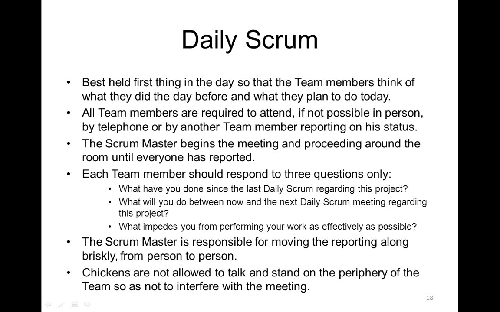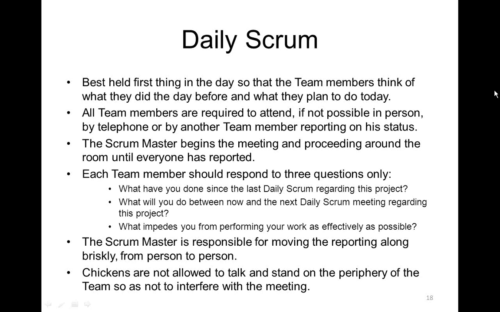In this stand-up, chickens can participate. That means any other person from outside the team can also participate and attend, but they cannot comment. They cannot interfere in the meeting. They cannot give direction. They cannot make suggestions and all. They can just listen to the updates.